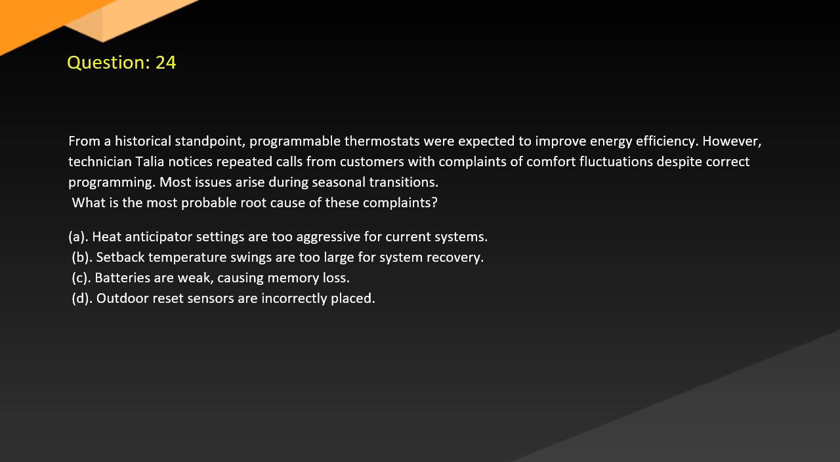A. Heat anticipator settings are too aggressive for current systems. B. Setback temperature swings are too large for system recovery. C. Batteries are weak, causing memory loss. D. Outdoor reset sensors are incorrectly placed.